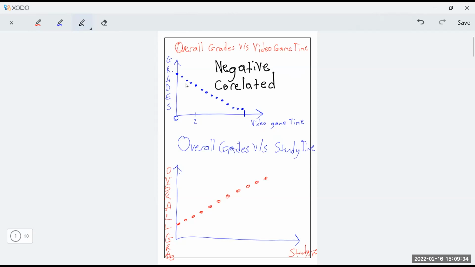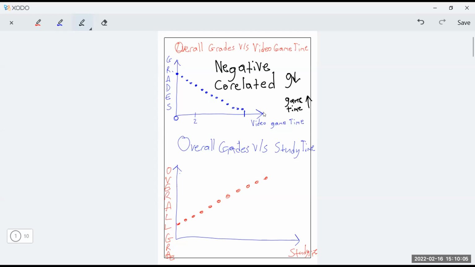Negatively correlated means as one variable increases, the other one decreases. And as the other one increases, the next one will decrease. So notice, as grades go down, video game time goes up. So game time increases. It's in the notes, Jamie. We're just summarizing right here. So in this case, we say this is negative correlation between the two variables.